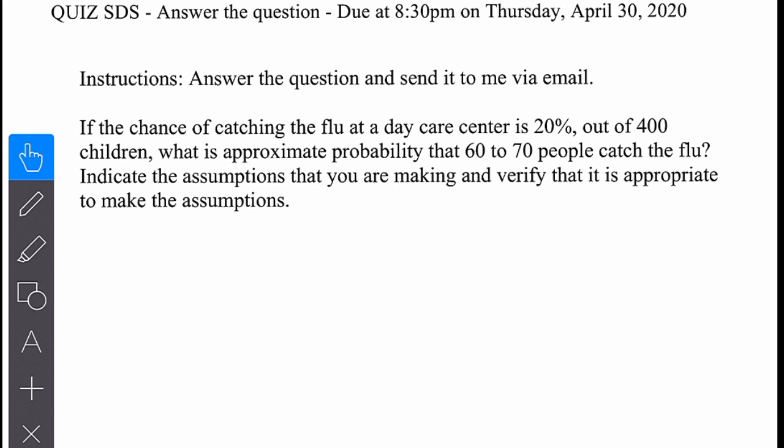So this problem here: if the chance of catching the flu at a daycare center is 20%, out of 400 children, what is the approximate probability that 60 to 70 people catch the flu? Indicate the assumptions that you're making and verify that it is appropriate to make the assumptions.